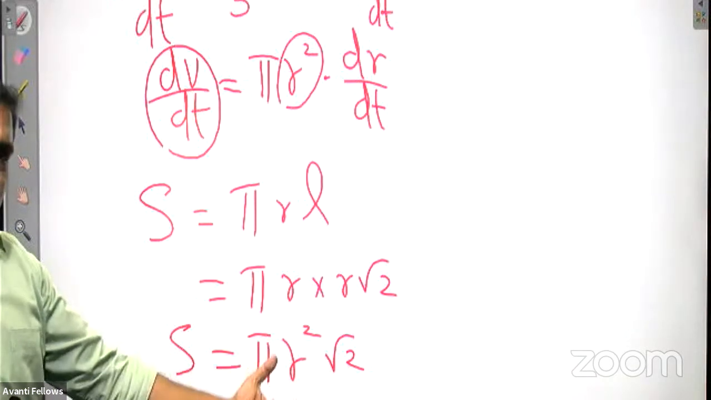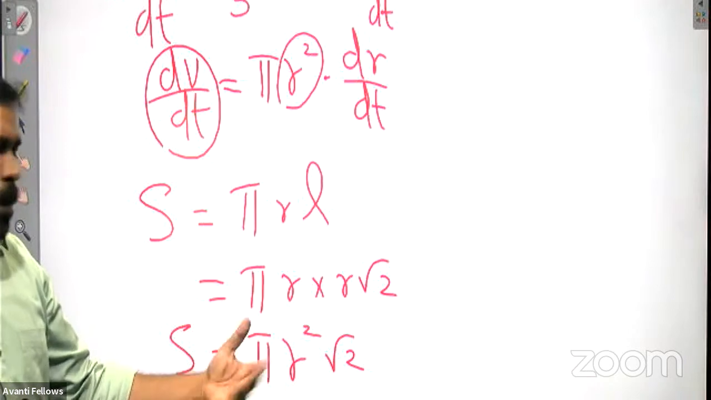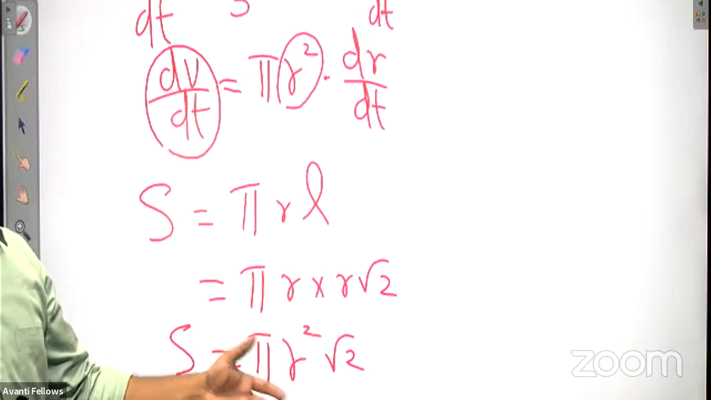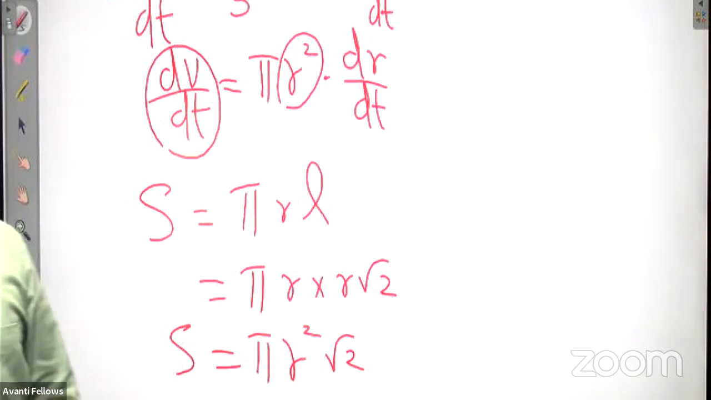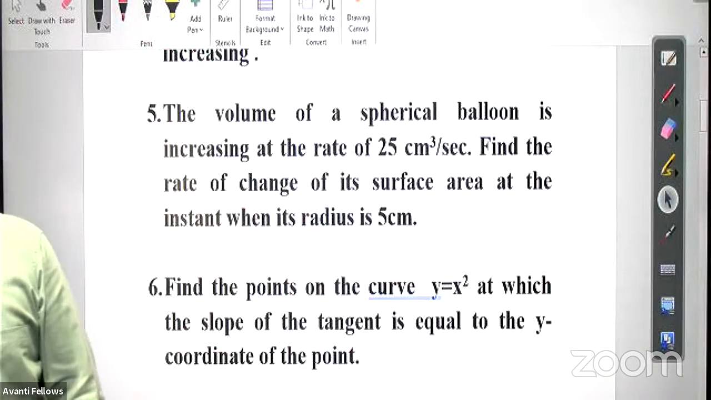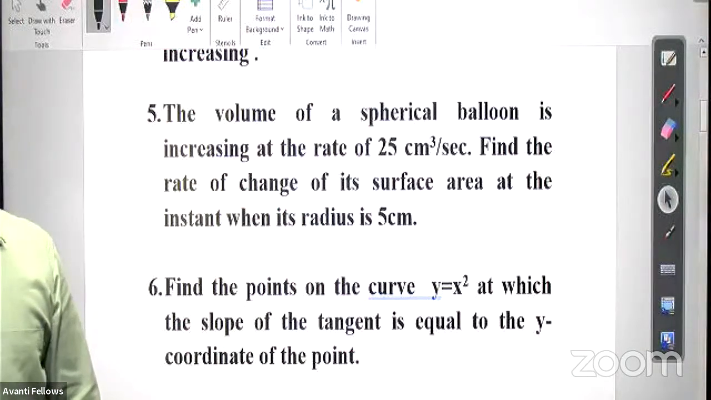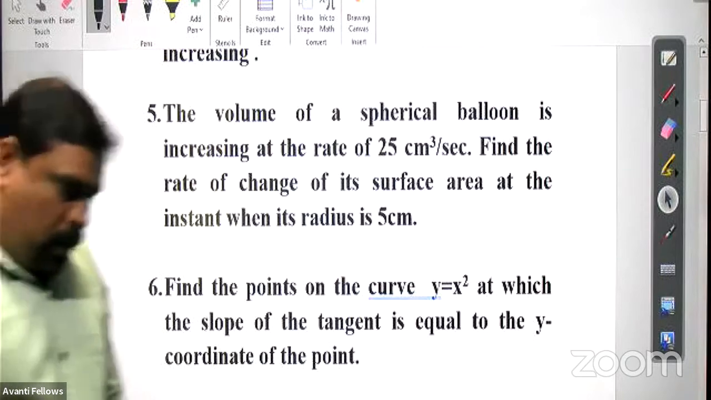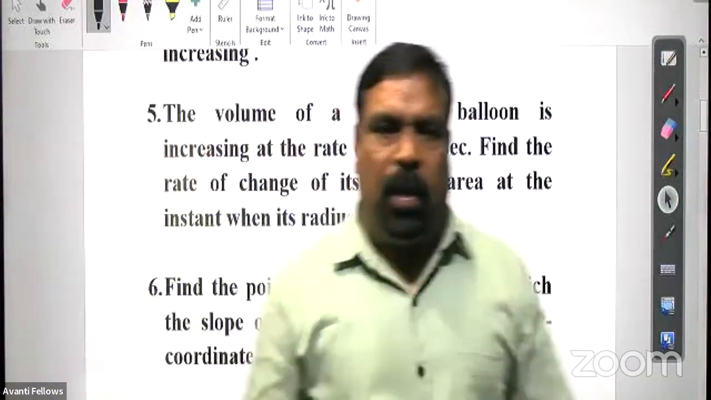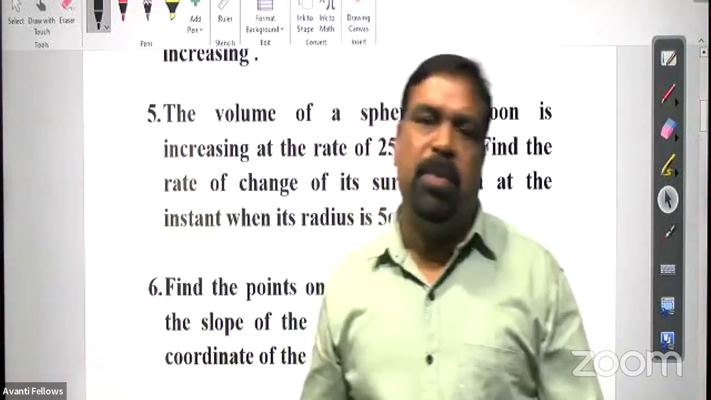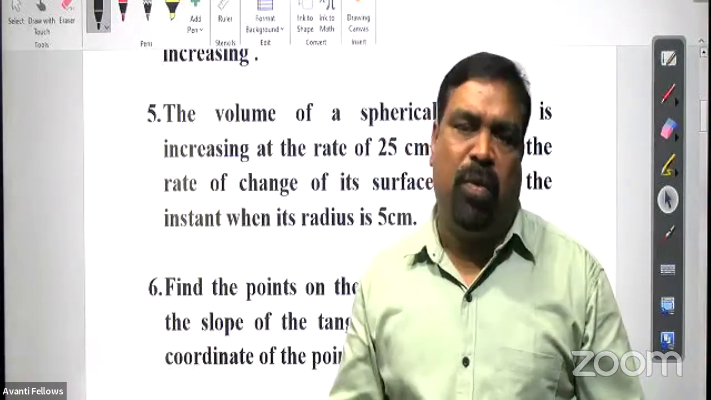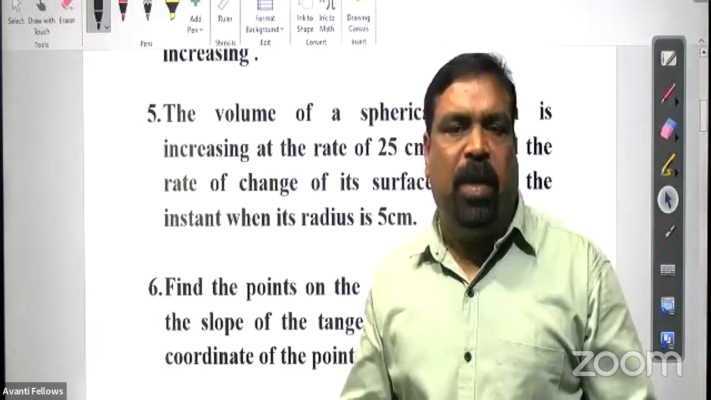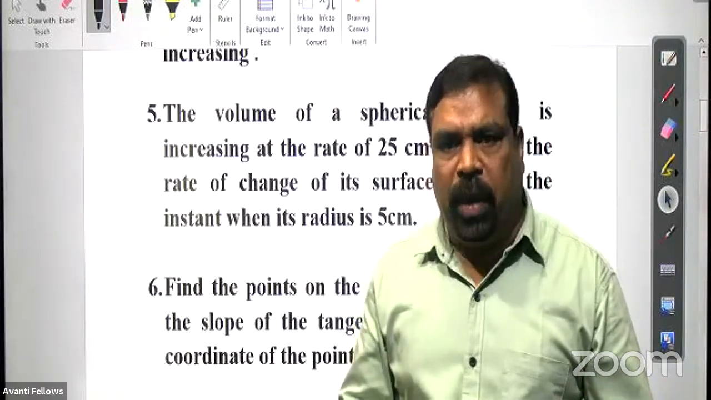So I am just telling the method because of the time constraint. The time is already over, so I think it is time to stop our class. We will meet again at 6:30. At that time, we will discuss some more problems from these increasing functions and rate of change of quantities. For the time being, we will stop here.